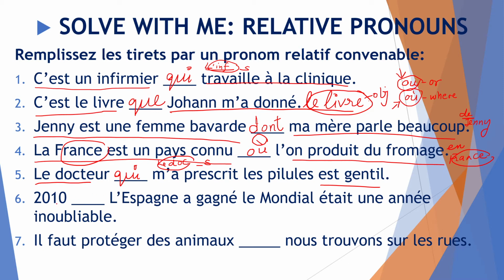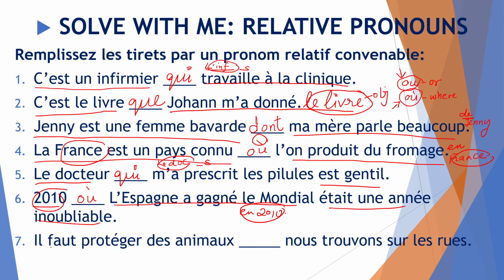Then, 2010 dash l'Espagne a gagné le mondial était une année inoubliable. So this will be 2010 était une année inoubliable as the first one. Second one will be l'Espagne a gagné le mondial en 2010. So you're talking about the common factor being time here. So it will again be où. Remember, où is not only for place, it is also for time.